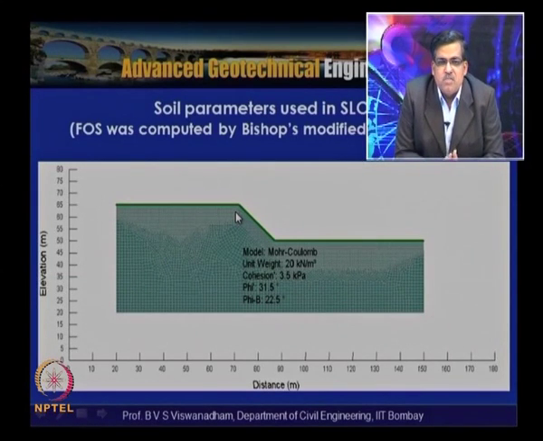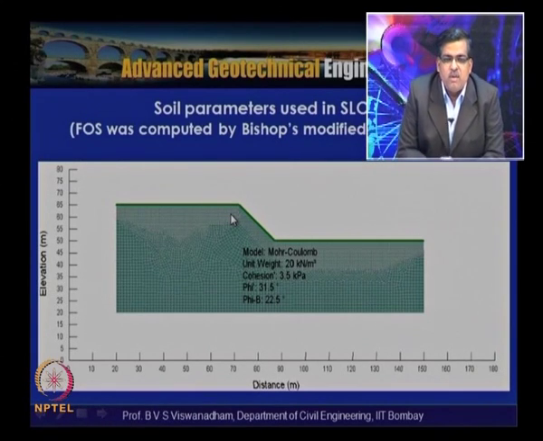The parameters considered in SLOPE/W are computed by Bishop's modified method of slices, and the cohesion is about 3.5 kilopascals and phi is about 31.5 degrees.